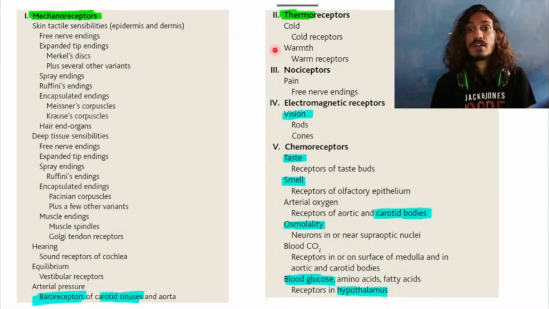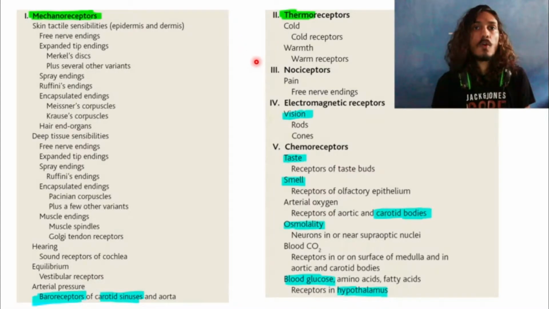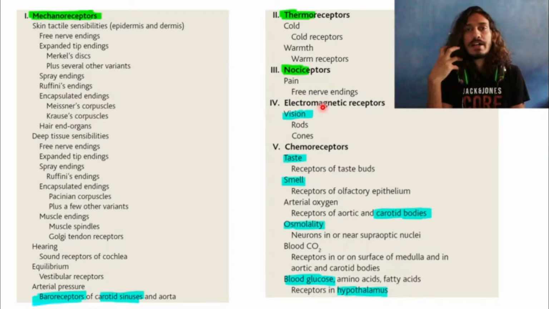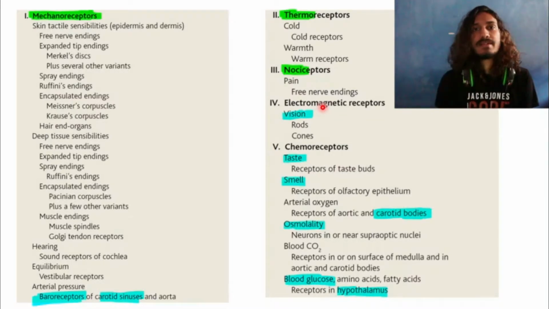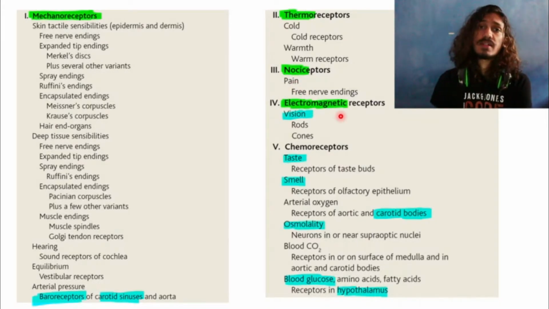Then we've got thermoreceptors. As the name suggests, whether it is warm or cold, they detect changes in temperature. Then nociceptors are there. Nociception is the cognitive element when it comes to pain. When you talk about pain, the cognitive element of understanding pain is nociception. So these are nociceptors.